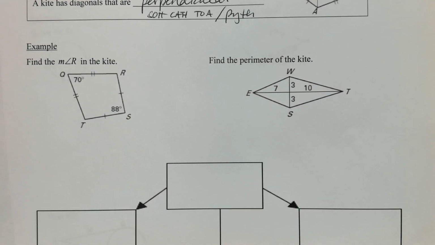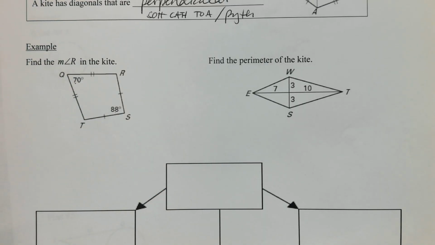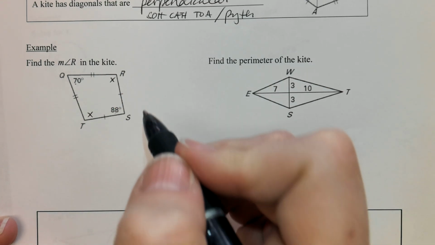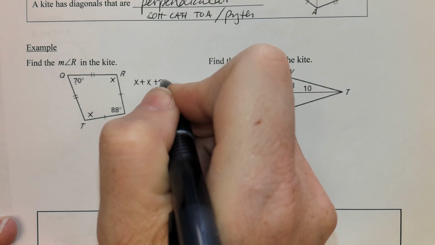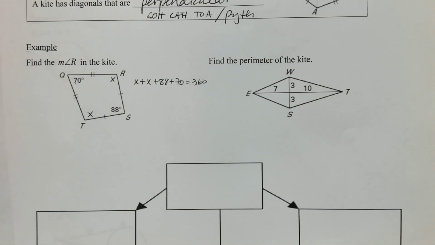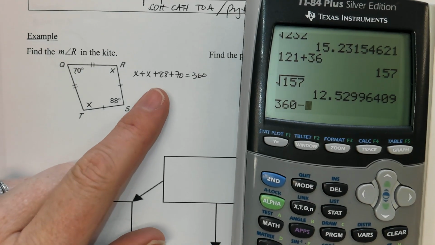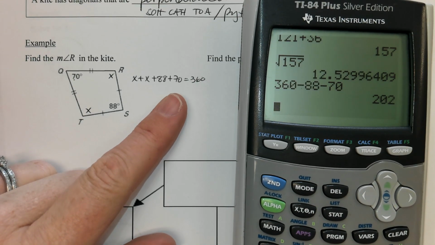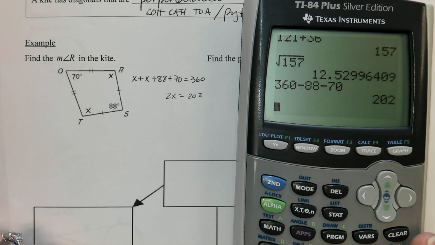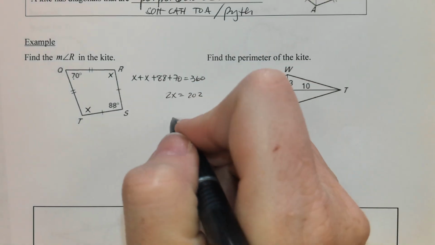So first we're going to find the measure of angle R in the kite. So I see a pair of angles and they are not the same measure. So that means that the other two have to be the same. So I'm going to put X's there because they have to be the same measure. So x plus x plus 88 plus 70 equals 360. To solve that, I'm going to do 360, subtract the 88, and subtract 70. I'm left with 2x equals 202. And then I would just divide by 2. So it looks like each one of those angles is 101.